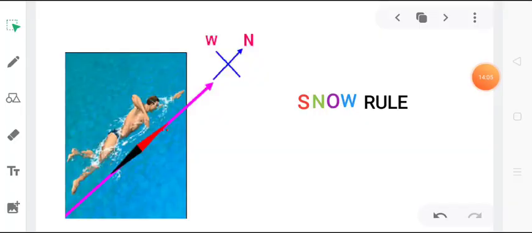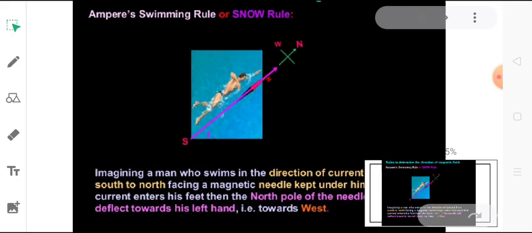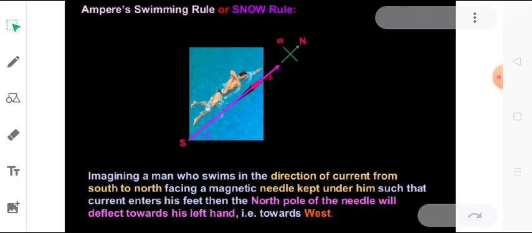Now since magnetic field is a vector quantity, obviously there should be some rule to determine its direction. So we will be discussing a couple of these. The first amongst these is the Snow rule. Now the terms S, N, O and W represent 4 different terms. So it is called the Ampere swimming rule or Snow rule.